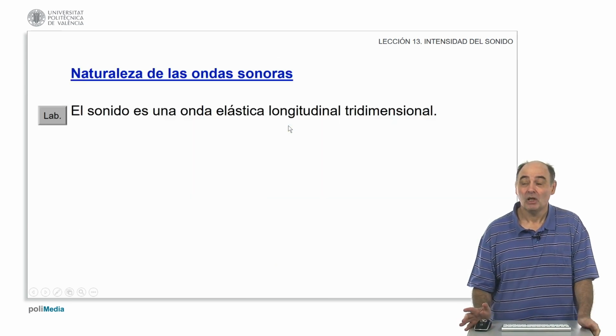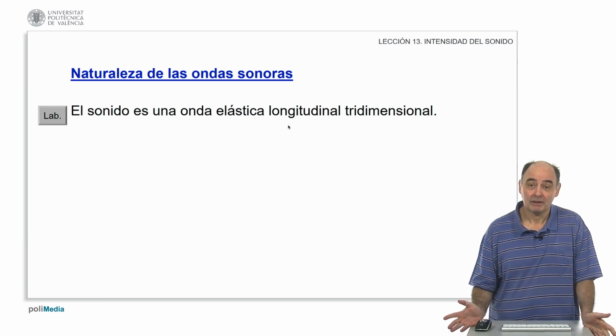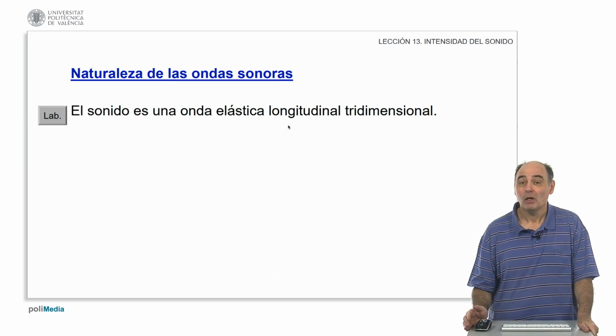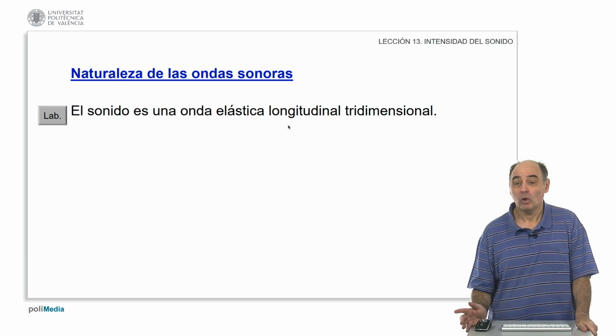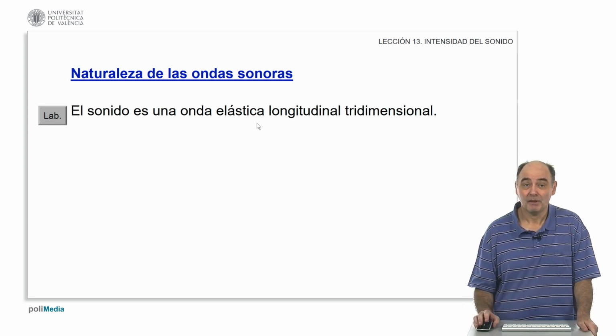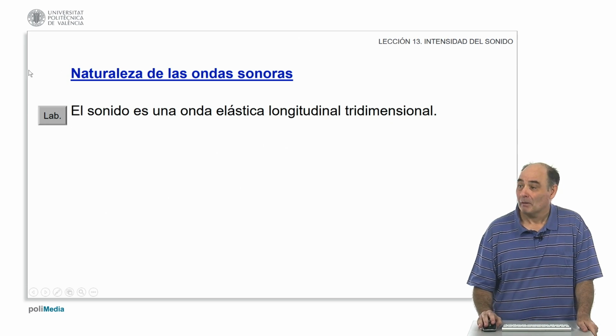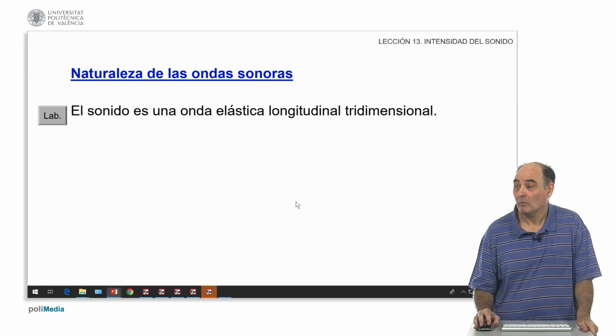What is sound? As you can see here, sound is an elastic wave. Type of wave, by how it behaves, it is based on the elasticity of materials. Therefore, it does not travel in a vacuum. It needs a medium through which to propagate. Longitudinal, not transverse, it vibrates in the same direction as it propagates, and three-dimensional, it travels in 3 dimensions, i.e. throughout space.